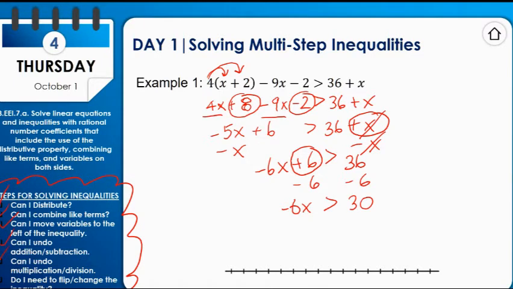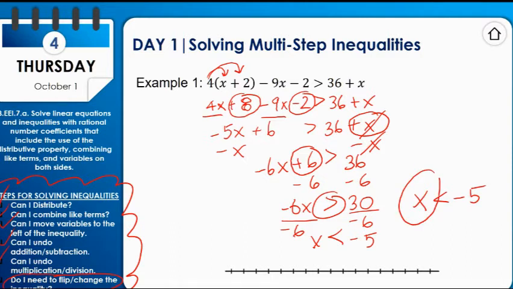Can I undo multiplication or division? Yes, I have x being multiplied by negative 6. I divide both sides by negative 6. x, 30 divided by negative 6 is negative 5. So I divide it by a negative. Do I need to flip or change the inequality? Because I divide it by a negative value, greater than now becomes less than. x is less than negative 5.